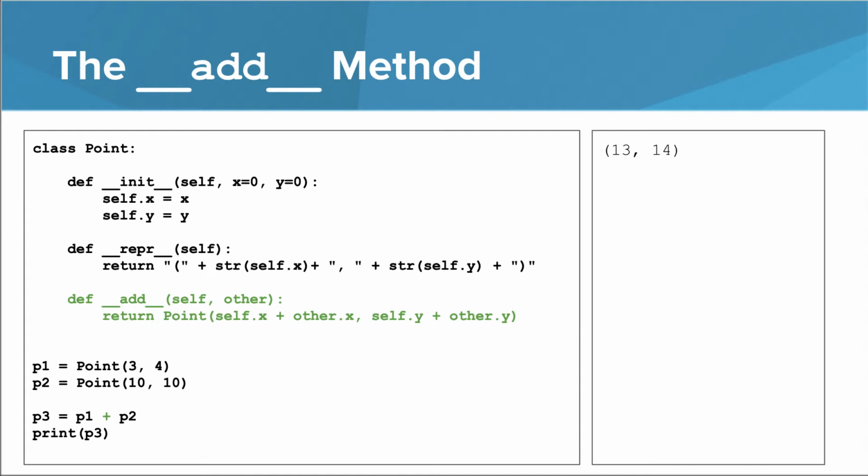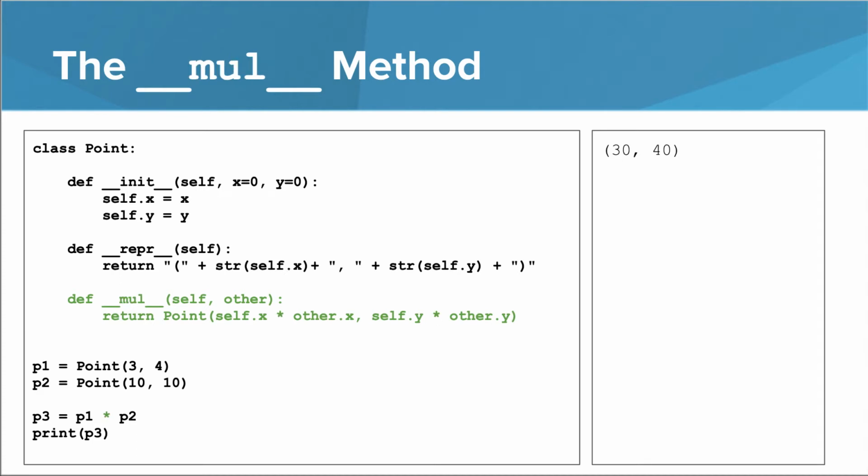So in this scenario, we're returning a brand new point that is the 2 x's combined, self.x plus other.x, and the 2 y's combined, self.y plus other.y. So if we add 3, 4 to 10, 10, we get a brand new point that's 13, 14. We can do a similar thing with multiplication.